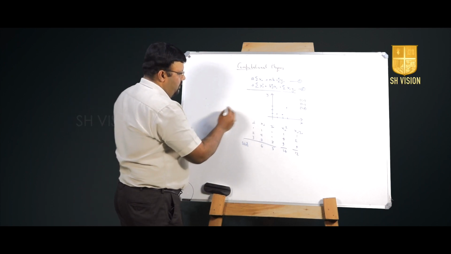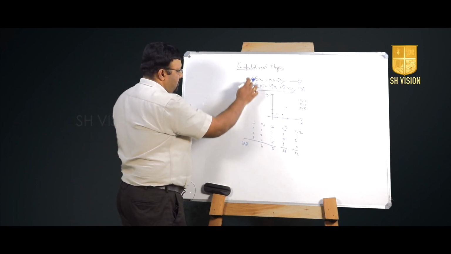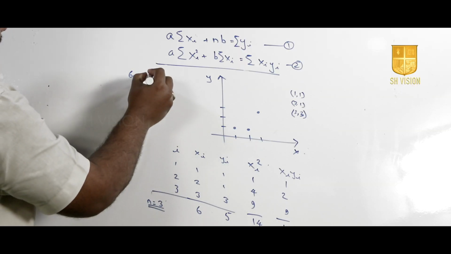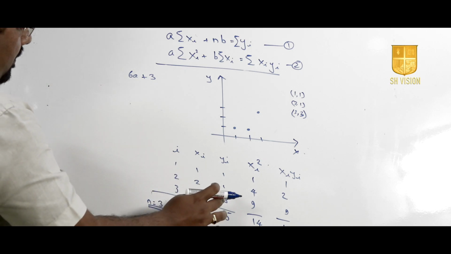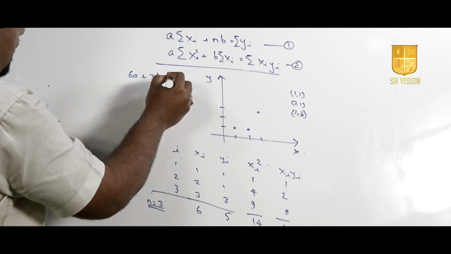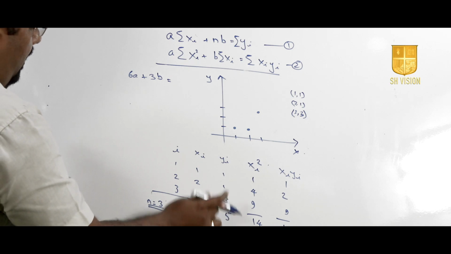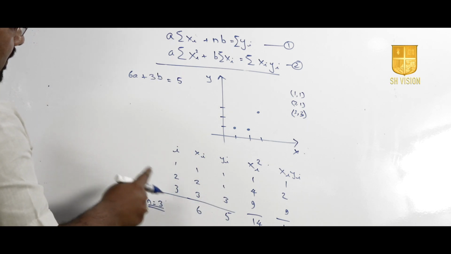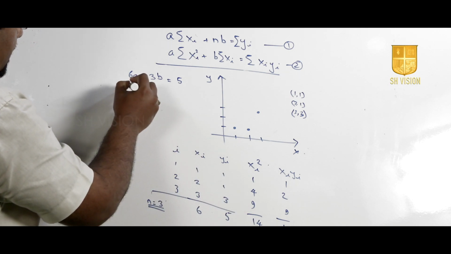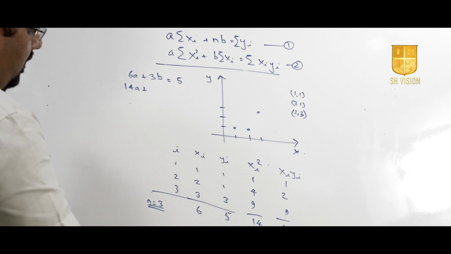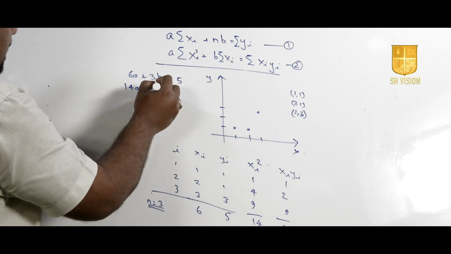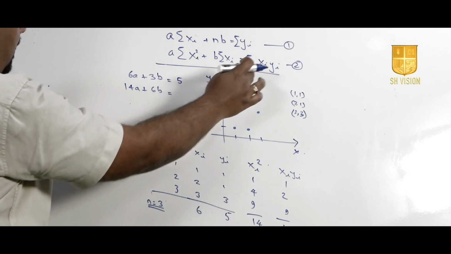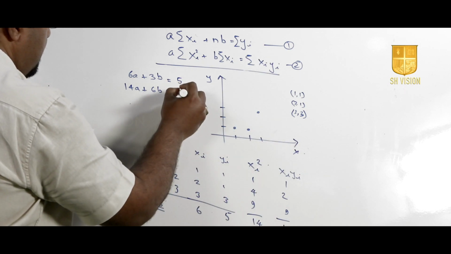So, the first equation happens to be summation x_i, which is 6, times a, plus n times b, which is 3, because we have got 3 points, and b is a constant which we are going to find, equal to summation y_i, which happens to be 5. And now the second equation: summation x_i square, which is 14, times a, plus 6 times b, because summation x_i is 6, which is equal to summation x_i y_i, which is 12.